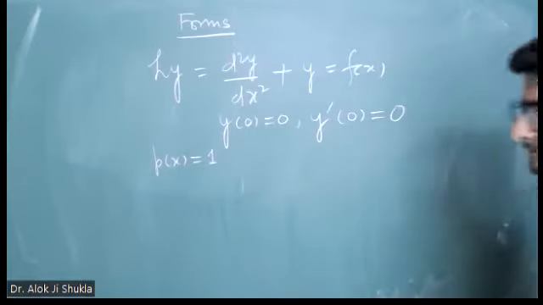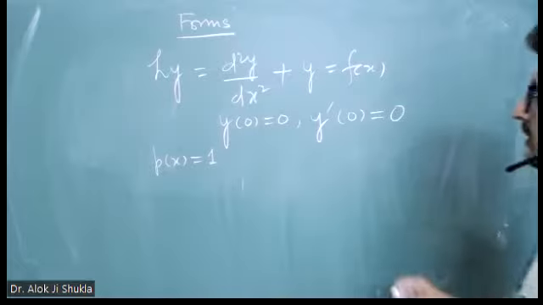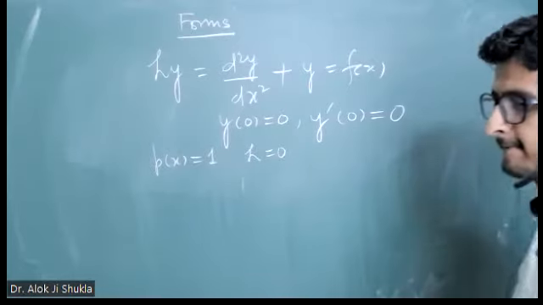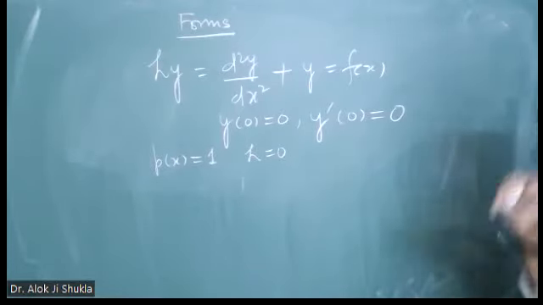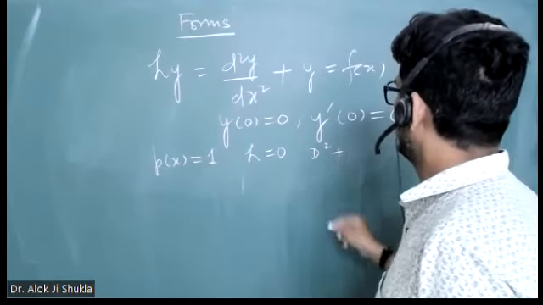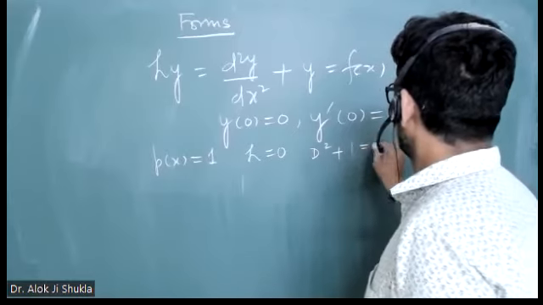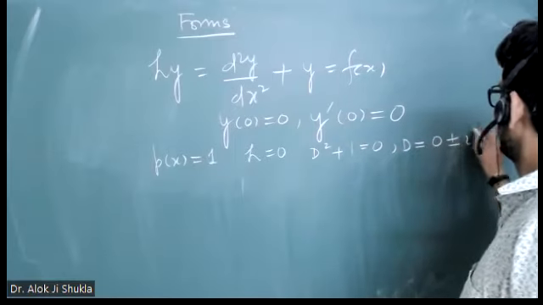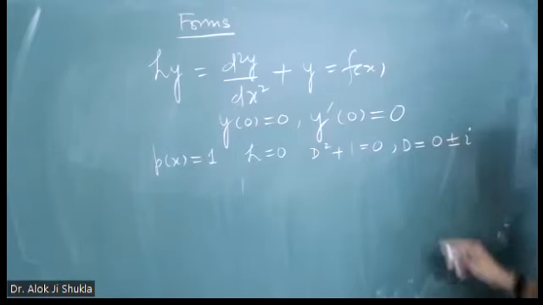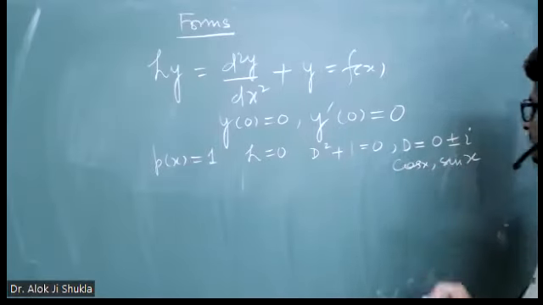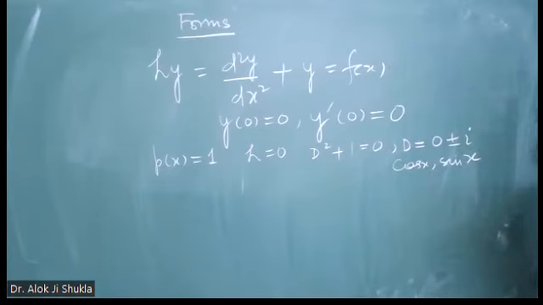Everybody can see that? Yes, sir. And also put L equal to 0. So what will you get? Sinusoidal, a sin x plus b cos x. D square plus 1 is equal to 0, so D will be plus or minus iota. That means cos x and sin x. Cos x and sin x we have to write.